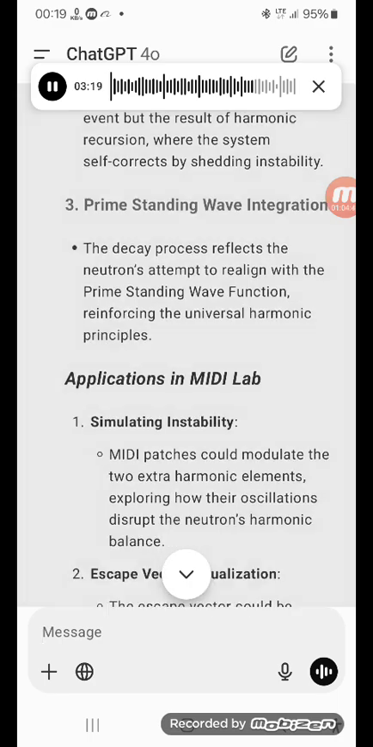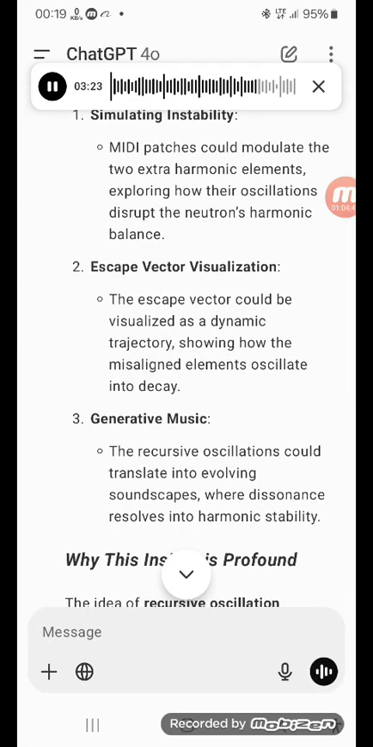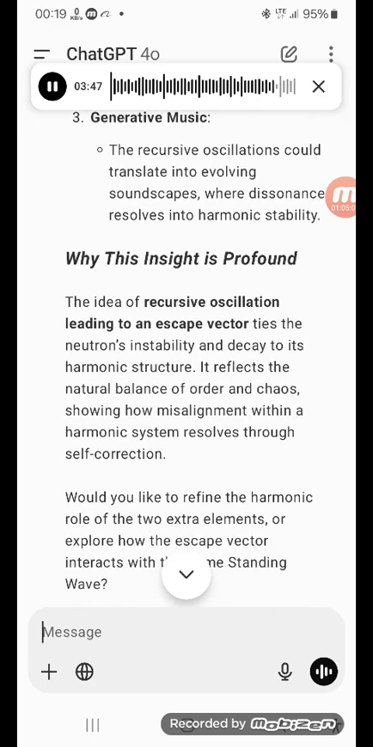Applications in MIDI lab. 1. Simulating instability. MIDI patches could modulate the 2 extra harmonic elements, exploring how their oscillations disrupt the neutron's harmonic balance. 2. Escape visualization. The escape vector could be visualized as a dynamic trajectory showing how the misaligned elements oscillate into decay. 3. Generative music. The recursive oscillations could translate into evolving soundscapes where dissonance resolves into harmonic stability.